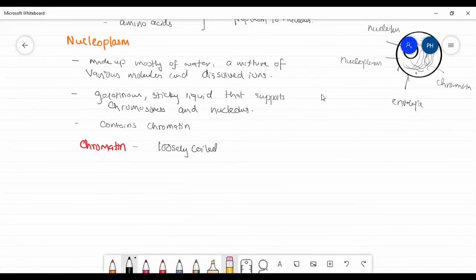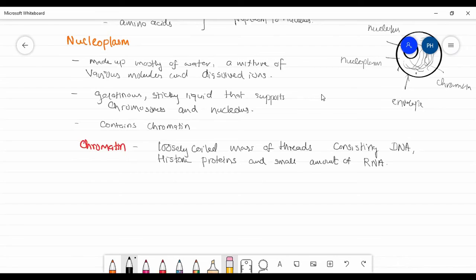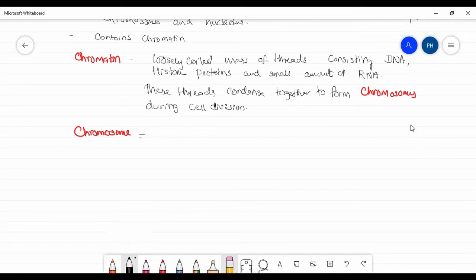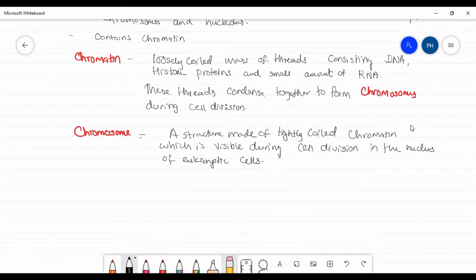Loosely coiled mass of threads, consisting of DNA, histone proteins, and a small amount of RNA. Right. These threads condense together to form chromosomes during cell division. So what does chromosome mean? A structure made of tightly coiled chromatin which is visible during cell division in the nucleus of eukaryotic cells.